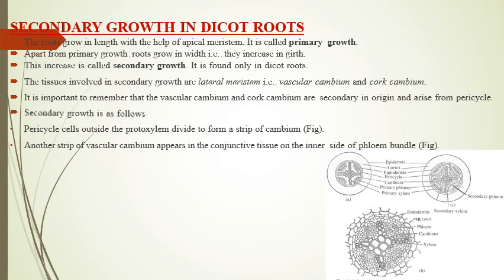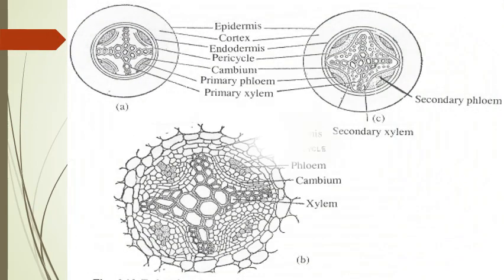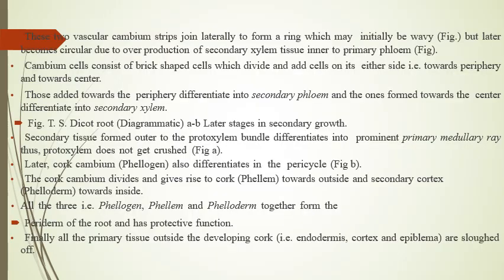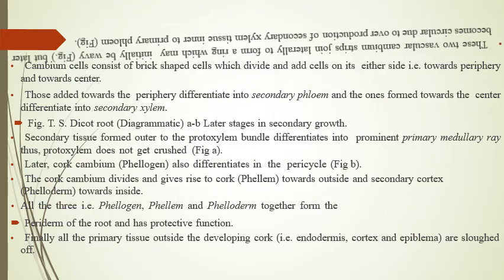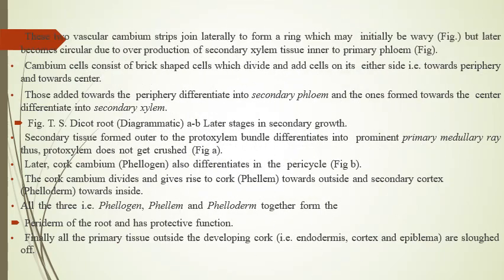Secondary growth is as follows. Pericycle cells outside the protoxylem divide to form a strip of cambium. Another strip of vascular cambium appears in the conjunctive tissue on the inner side of the phloem bundle. You can see this in the figure. These two vascular cambium strips join laterally to form a ring, which may initially be wavy but later becomes circular due to overproduction of secondary xylem. This tissue is inner to the primary phloem.